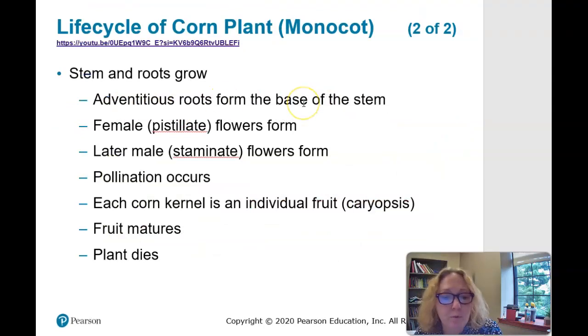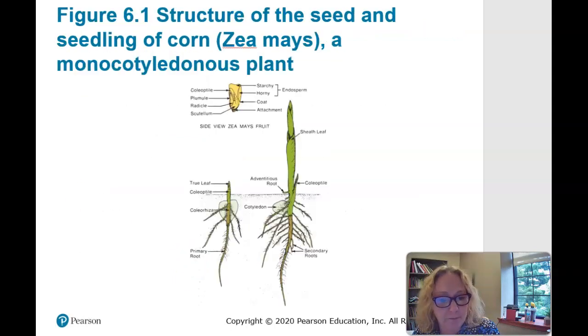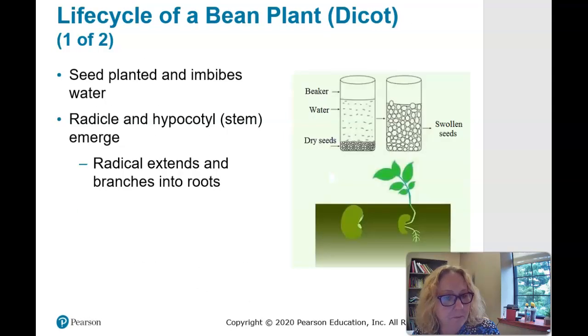Now, looking at stem and root growth, you're going to have roots from the stem, you're going to have female flowers, you're going to have male flowers, the pistil and the stamen, pollination is going to occur. The corn kernel is actually an individual fruit, so each corn kernel is a fruit. The fruit matures, the plant dies. It's a 1-year cycle. And that is the life of a corn plant.